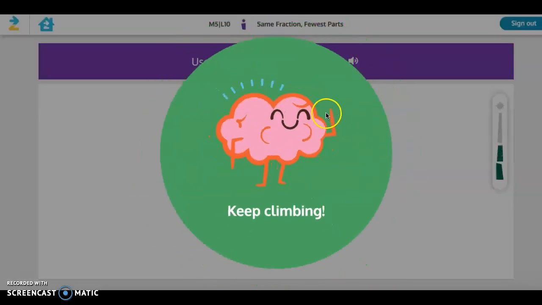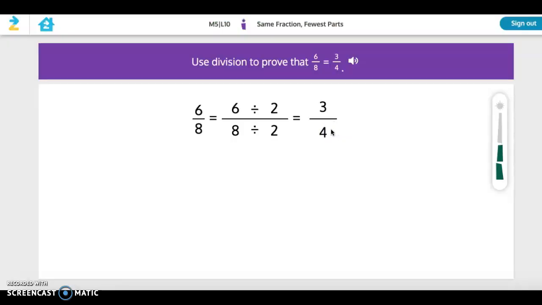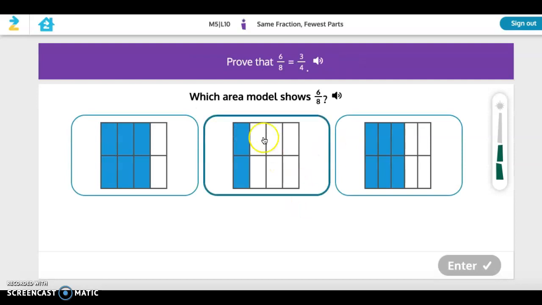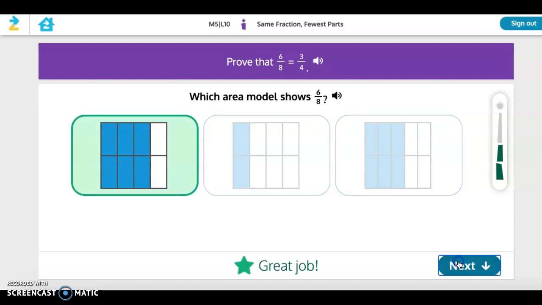Let's look at the next one. Okay, so which area model shows 6/8? So let's look. We have 1, 2, 3, 4, 5, 6, 7, 8. Okay, so we have 8 pieces here. Let's double check the rest of them. We got 8 pieces here, and 10 pieces here, so it can't be this one. This one only has 2 shaded in of the eighths. This has 6 shaded in. Perfect.